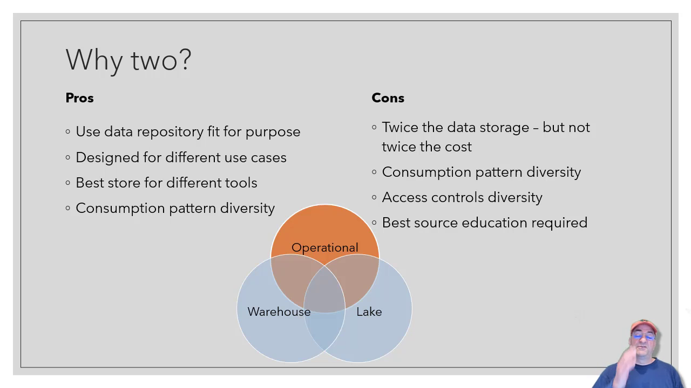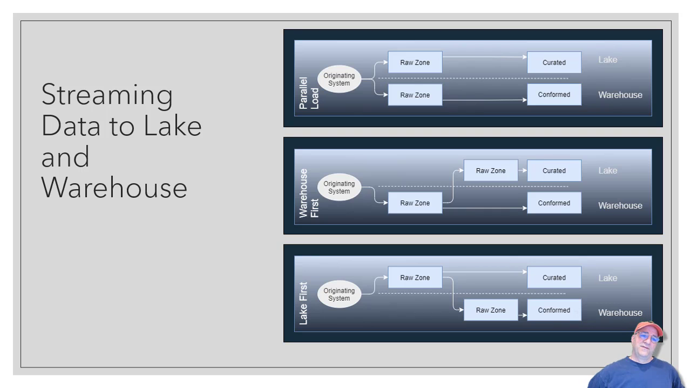Let's assume that you've decided that you want a data lake and a data warehouse. I said streaming here, but it could be ETL. So there are basically three ways. Basically what we're looking at is three different data stores: the originating data store, the operational data stores, a data lake, and a data warehouse. And for each of these, what we do is we drop the data in a raw zone for the lake and the warehouse. And then in the lake world, you'll hear it often called curated.